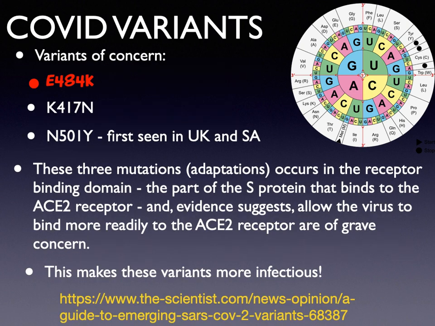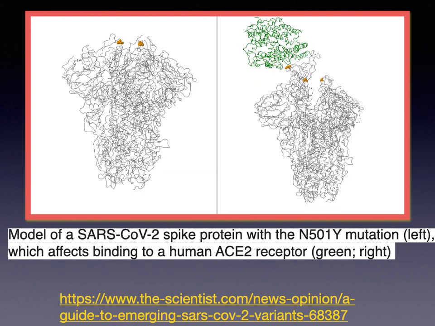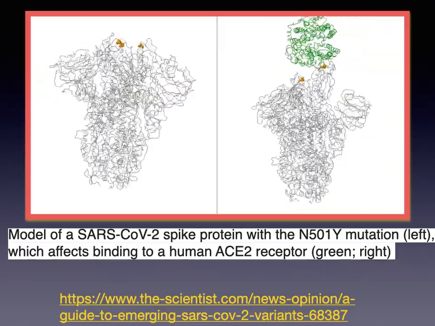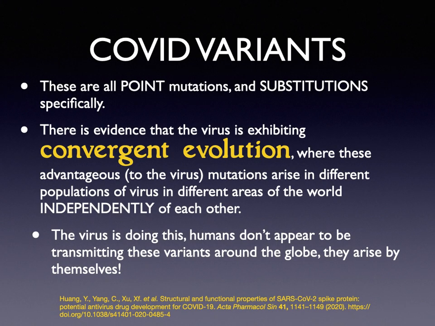There are other variants. E484K is one of concern. K471N is another one, and this N501Y, which was first seen in the UK and South Africa, is now showing up everywhere. These three mutations occur in the receptor binding domain, which means it makes it better able to bind to the ACE2 receptor, which makes it more infectious. Here is a nice diagram of the N501Y mutation and how it binds to the ACE2 receptor, which is up in green. These are all point mutations or substitutions specifically.